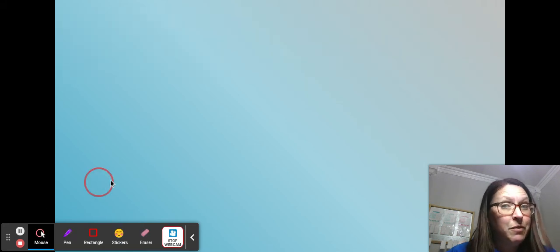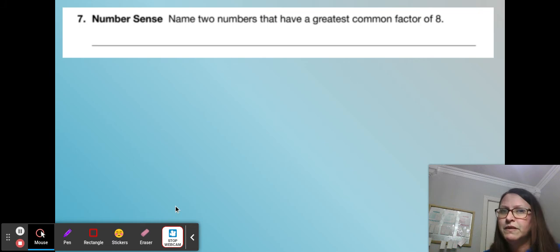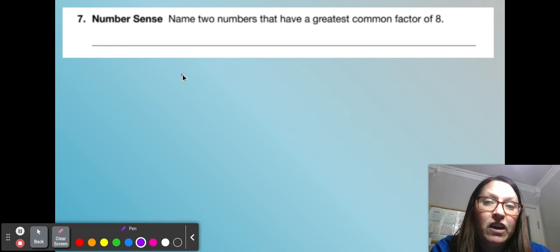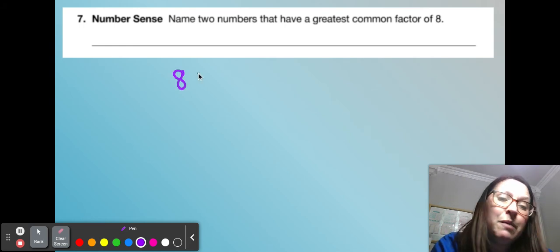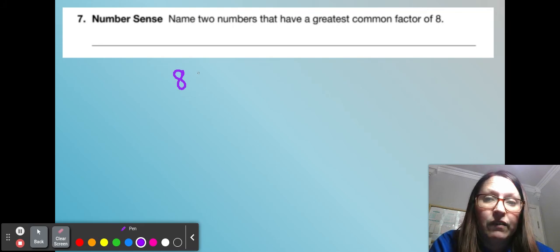Let's look at another problem right here. It says name 2 numbers that have the greatest common factor of 8. If I'm given a challenge like this, if I start with 8 and then I choose anything above 8, a multiple of 8 basically, then it's a greatest common factor of 8.